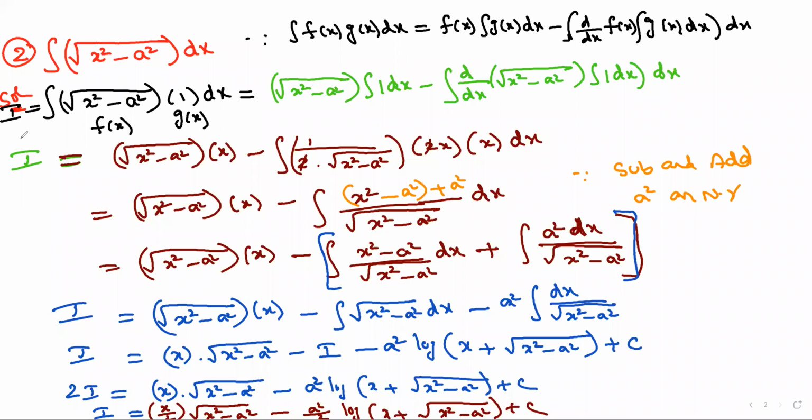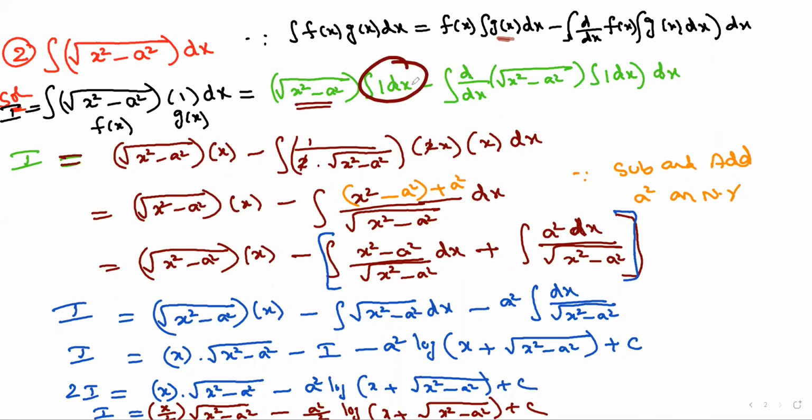Okay, next continuation. Second theorem: integral root under x square minus a square dx. Here also we use the integral by parts formula. So let us take the second function as 1, which is g of x. So the first function is f of x, the second function is g of x. According to the formula, in the place of f of x we should write root x square minus a square.